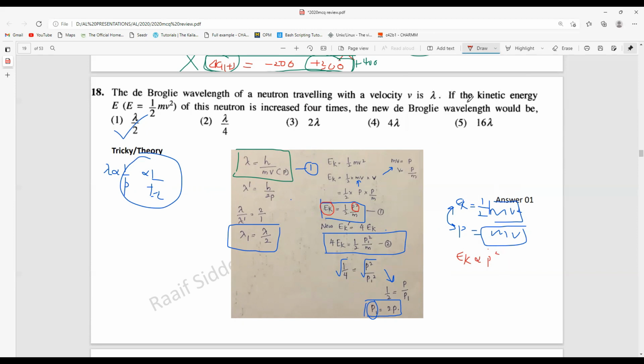That is why, if you increase the kinetic energy by 4, your momentum will be increased only by 2, because there is a square factor. So my new momentum is 2p. If your new momentum is 2p, then your lambda is going to decrease by half. That is what I have written here. So this is the calculation, this is the argument. You can do it both ways.